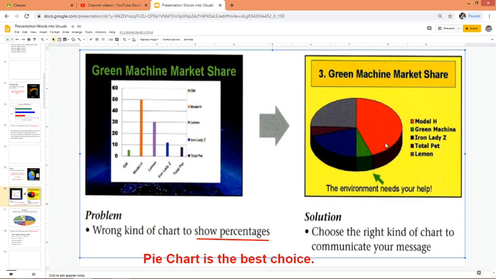Here the audience can easily see the percentages, that Model H has the largest percentage of market share. This guy is trying to sell the audience the green machine. He wants to sell his automobile, that it's environmentally friendly. It helps the environment because it doesn't use as much oil and gas. So when you want to show percentages, this pie graph is much more useful and much better to use than a vertical bar graph. Right.